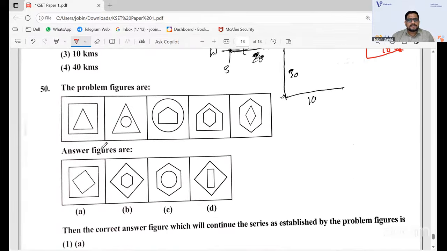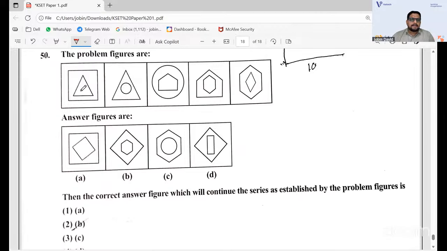50, the problem figures are given. See here, the first figure, the triangle is there and then outside a square, then the triangle comes out, then the circle comes inside, then outside, then the pentagon comes outside. Like that it goes. So obviously this figure should come outside. So option B will be the right answer. This is the correct figure that you have.